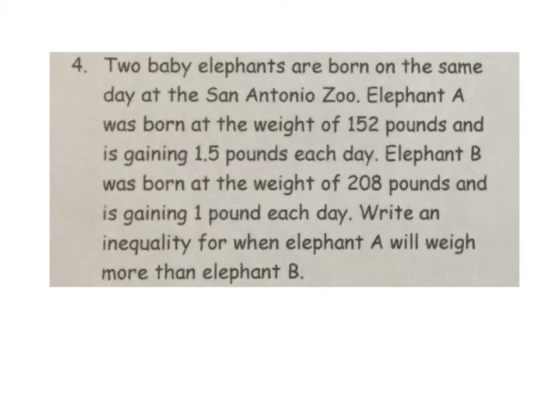Okay, number 4. It says 2 baby elephants are born on the same day at the San Antonio Zoo. Elephant A was born at the weight of 152 pounds and is gaining 1.5 pounds each day. Elephant B was born at the weight of 208 pounds and is gaining 1 pound each day. Write an inequality for when elephant A will weigh more than elephant B. So we're just writing the inequality.